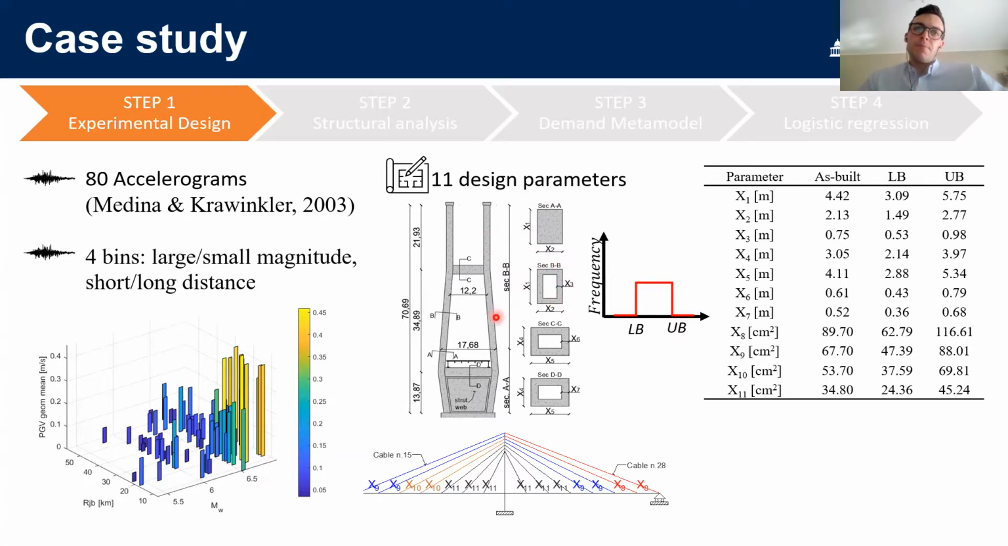Then we have the thickness of the hollow section here and the dimensions and the thickness of the two struts. And in addition to these parameters, which are the first 7 ones, we have the cross-section dimension of all the cables, which were grouped in different types, as you can see here, and were X8 until X11.